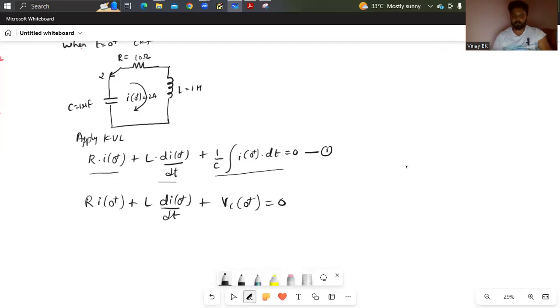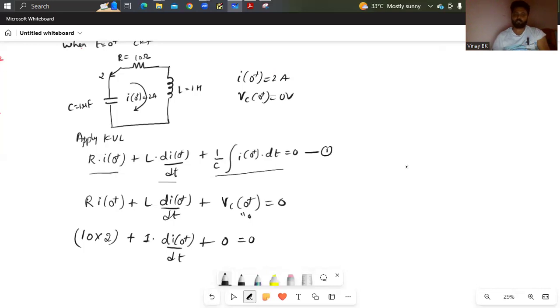What is the value of Vc of 0 plus? That is nothing but 0. And you know that I of 0 plus equals 2 amperes and Vc of 0 plus equals 0 volts. Substitute here, you can get the values. R is nothing but 10, 10 into 2, I of 0 plus is 2, plus L value, L is nothing but 1, into di of 0 plus divided by dt, plus Vc of 0 plus is nothing but 0, equals 0.